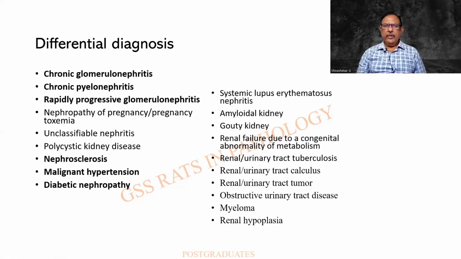The differential diagnosis for this end-stage kidney is an elaborate list. Almost any disease, when it is persistent, can lead to renal failure. But the bold letters, let us try to memorize. Glomerulonephritis, pyelonephritis, RPGN, nephrosclerosis, hypertension, diabetes, etc. Polycystic kidney, amyloidosis, gout, SLE, etc., all can lead to renal failure.